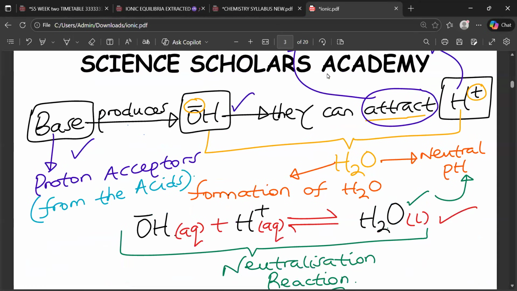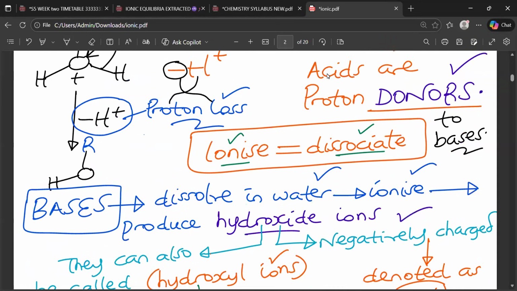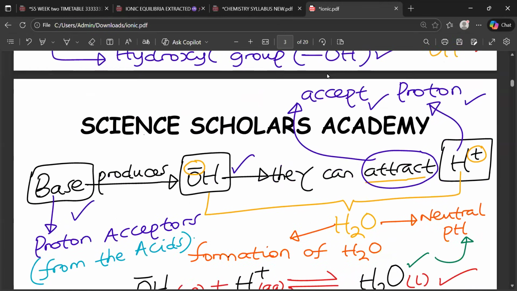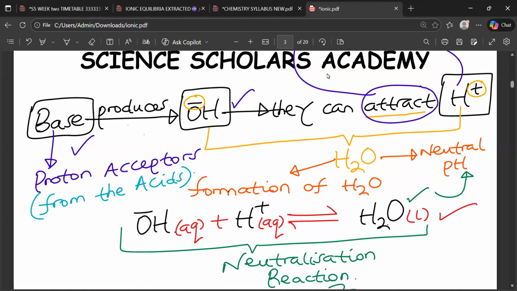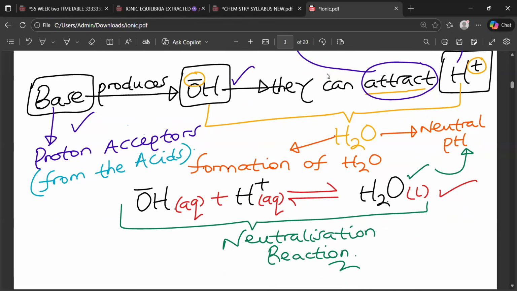So we've talked of acids producing hydrogen ions. We've talked of them donating protons. We've talked about the reverse for the bases, them producing hydroxide ions, and also them being proton acceptors. Acids donate protons to bases, bases accept protons from acids. Now, that is the general meaning. We have not looked at any equation. The equations are going to come later on.